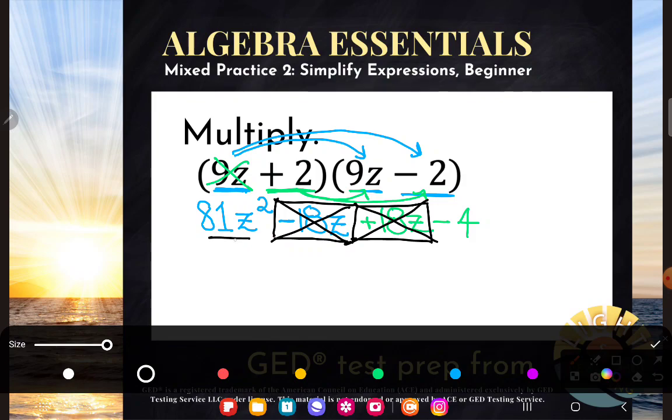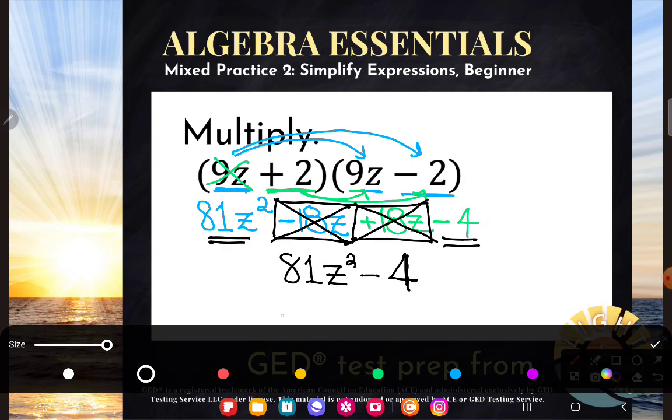And what I have left is the z squared term and the constant term. And again, I can't combine those because they're not like, and so I'm done. Final answer is 81z squared minus 4.